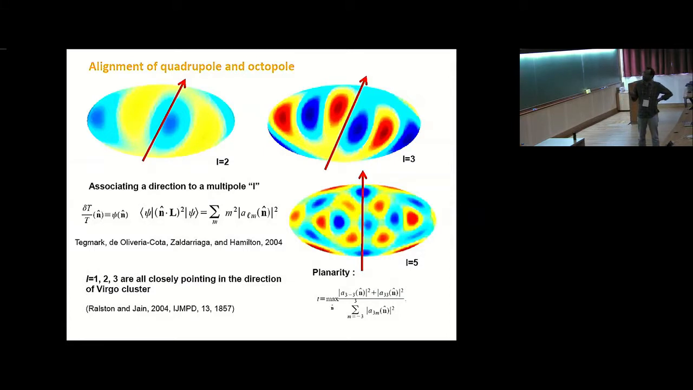So the directions were inferred. With a multipole, you can employ a scheme to associate a vector, or rather an axis, to it. That is done through what is called the angular momentum maximization vector proposed by Tegmark et al. This planarity was also a statistic proposed by Tegmark et al. Along with the dipole, the quadrupole and octupole all point towards the Virgo cluster. This is one of the earliest anomalies in the CMB that was studied extensively.